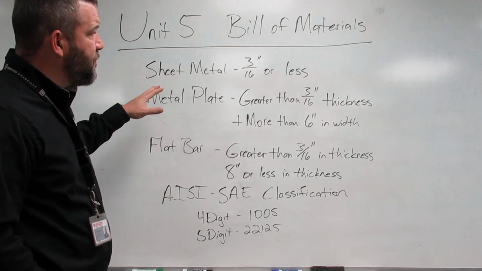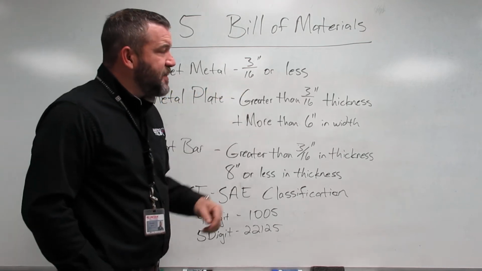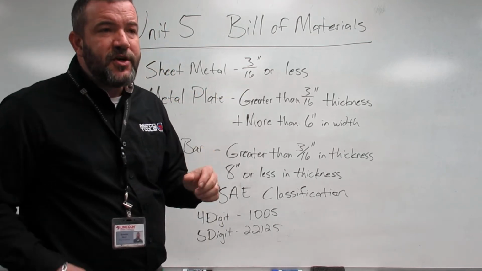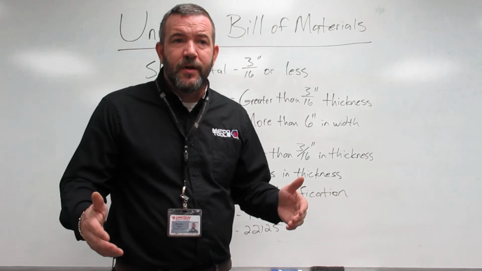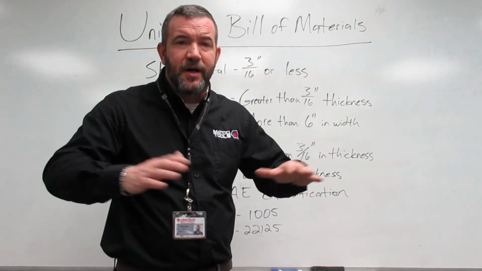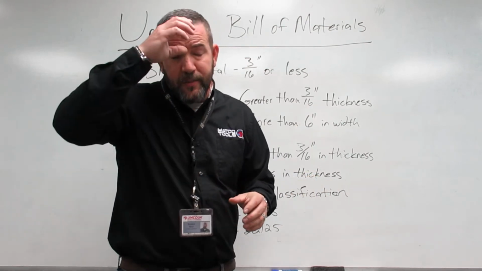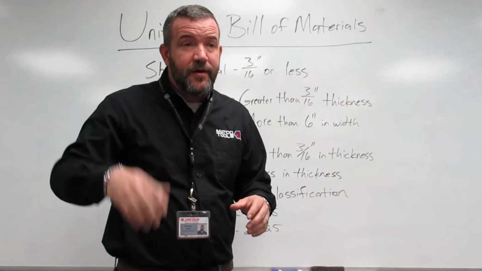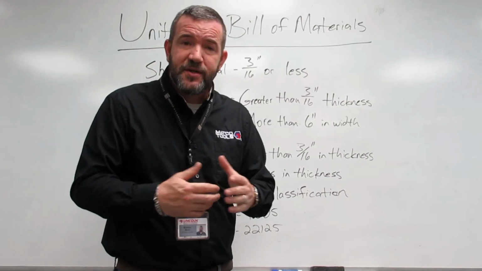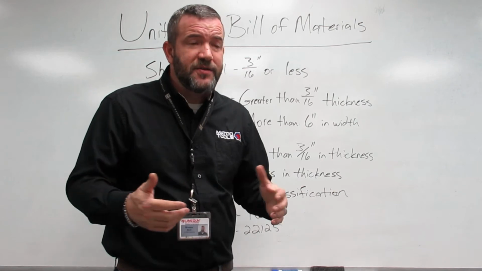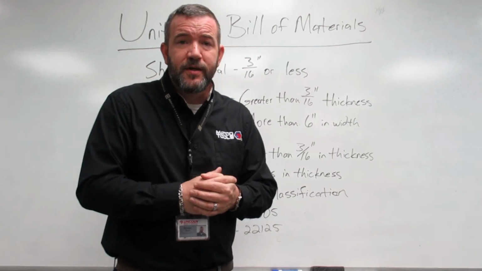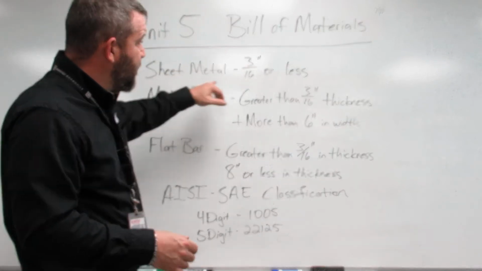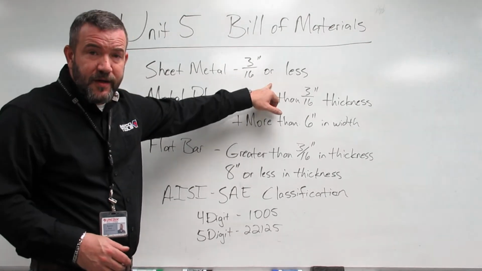So sheet metal is 3/16 or less in thickness, and generally it's going to be wide. It comes as a big sheet of metal, that's why they call it sheet, and it's going to be thin, and you can use that for various projects. It's lightweight and still sturdy. You can make toolboxes out of it. The possibilities are endless. But sheet metal, remember, is 3/16 or less in thickness.